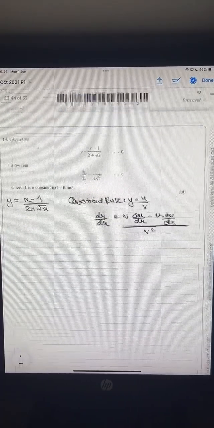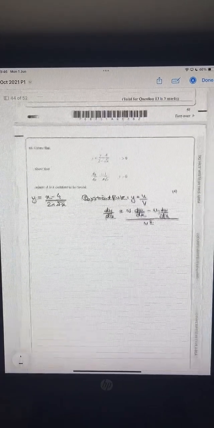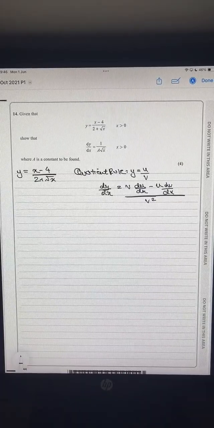How is this a 14? How's this question 14? That's what I was like when I was looking at these last few questions. They look pretty standard to me, but yeah.